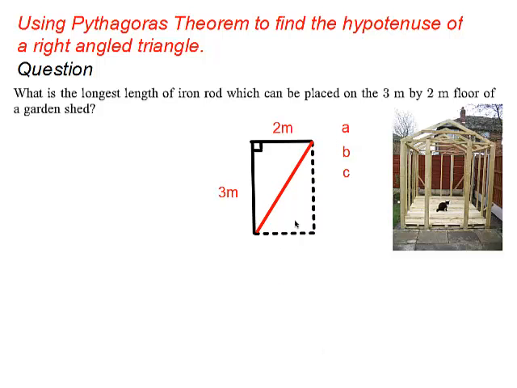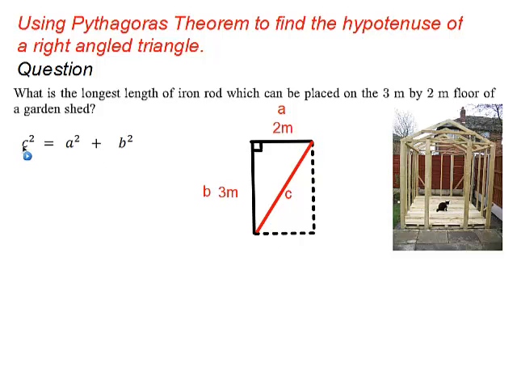Now we can label the sides of the shed using appropriate letters. Maybe we can call this side A, this side B, and then we're going to find the hypotenuse C. So there it is. We see we've got a right angled triangle of sides 2, 3, and we want to find the hypotenuse. Now to set out the answer to this, we should first start with a statement of Pythagoras' theorem in symbols. There it is.